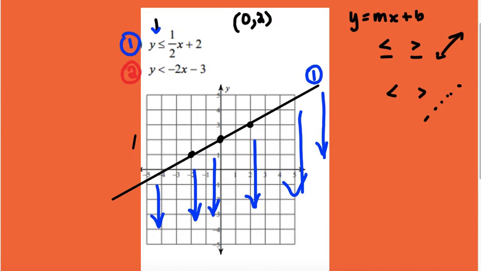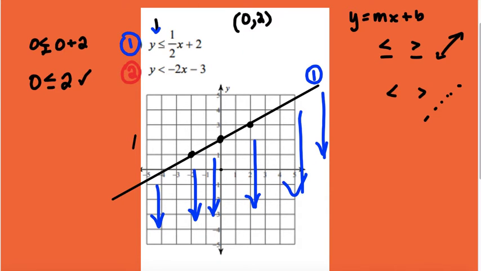Another way is to use a test point. A test point would be to pick a point such as 0, 0, plug it in and see if it makes the equation true. If it makes the equation true, then it is in the shaded region. So if I put in 0 for x and y, I get 0 is less than or equal to 0 plus 2. So 0 is less than or equal to 2. It's a true statement, so the point 0, 0 is in the shaded region, so I would be shading below.